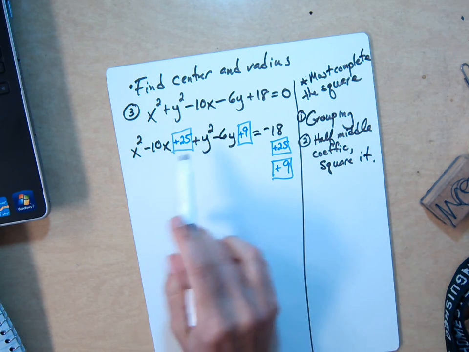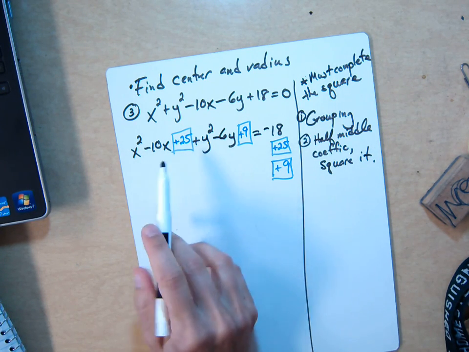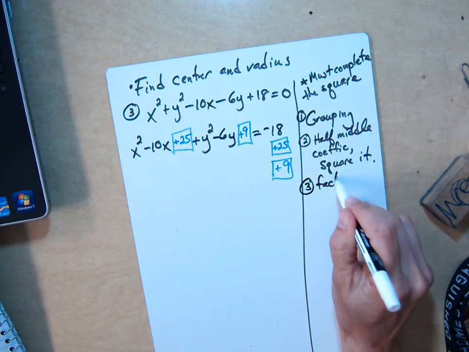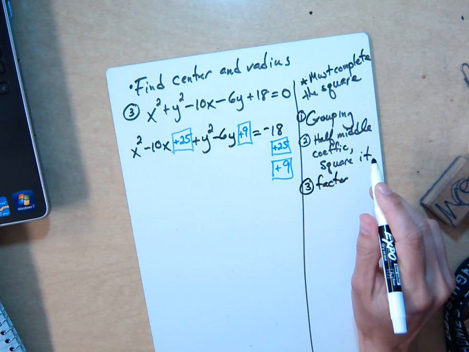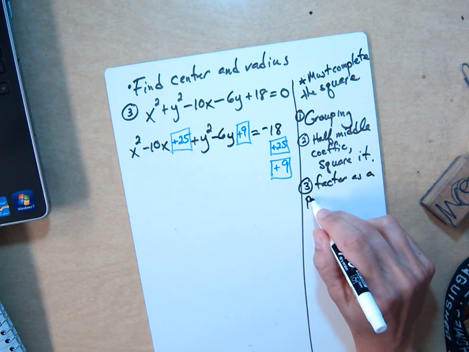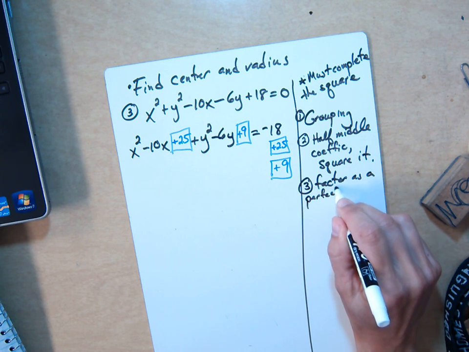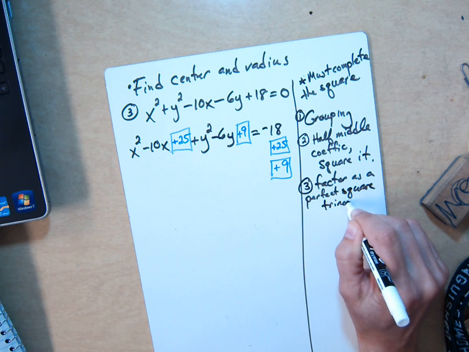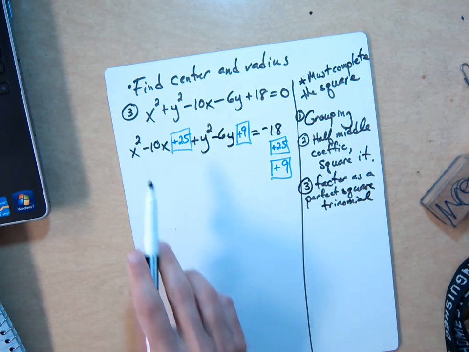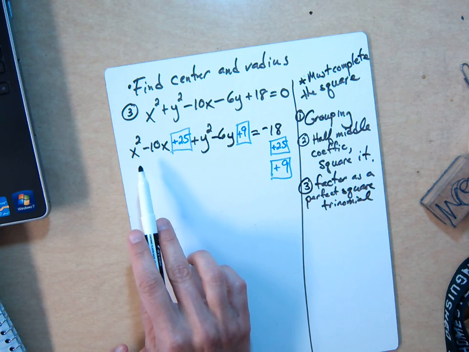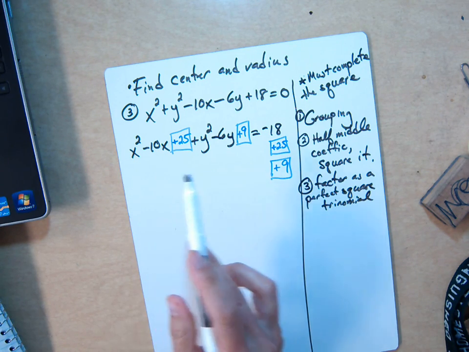So now we'll factor this trinomial as a perfect square. So that's the last step, is factor as a perfect square trinomial, because a trinomial has 3 terms, and when you factor it, it'll be a perfect square.